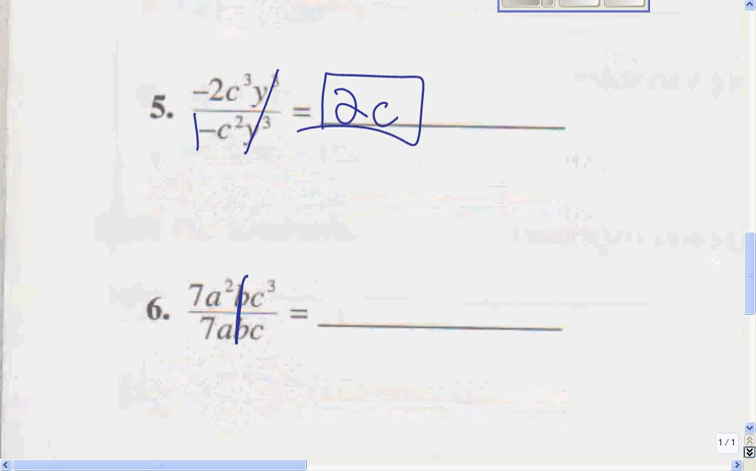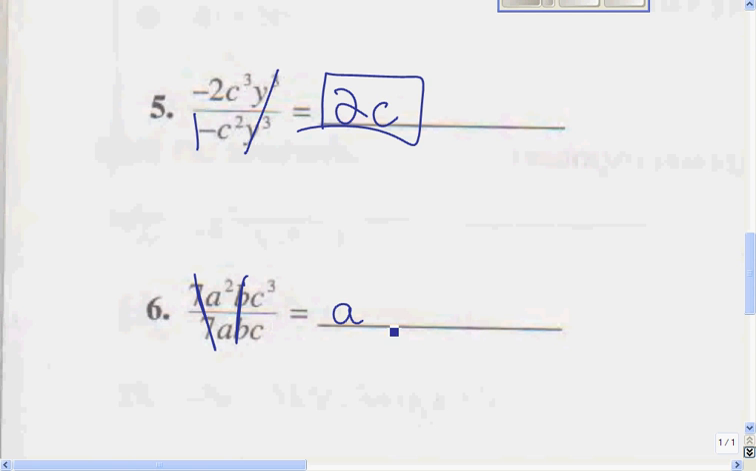Here the b's just cancel out. Or they equal 1, but in the end they cancel out. The 7 cancels out because they equal 1. And then I have left the a's and my c's. Well, 2 minus 1 is just 1, so it's a to the first. And 3 minus 1 is c to the second. That's my answer there.